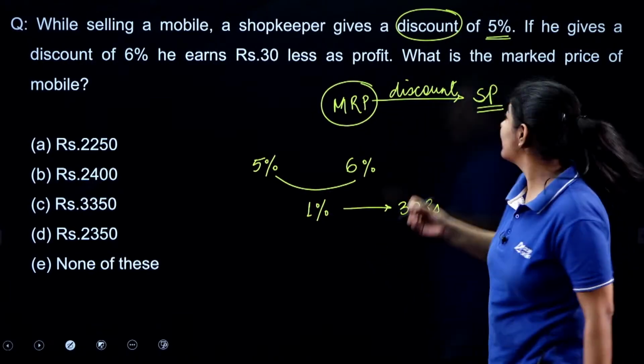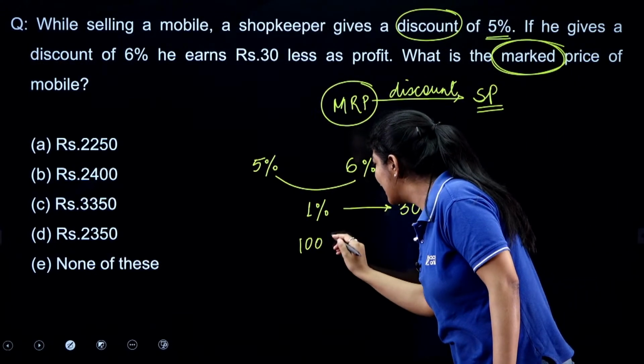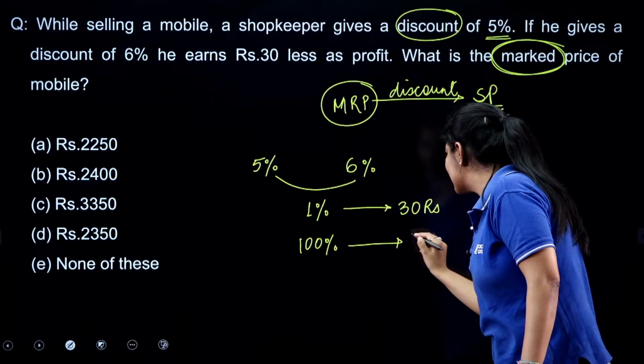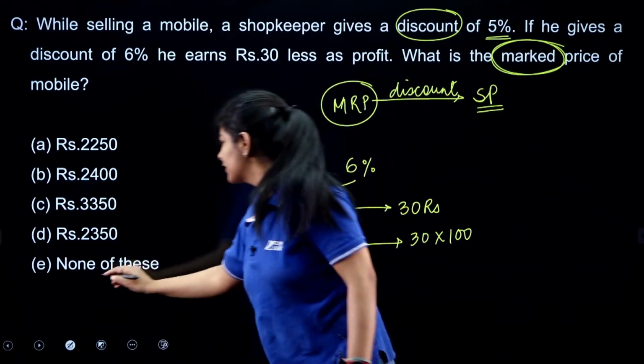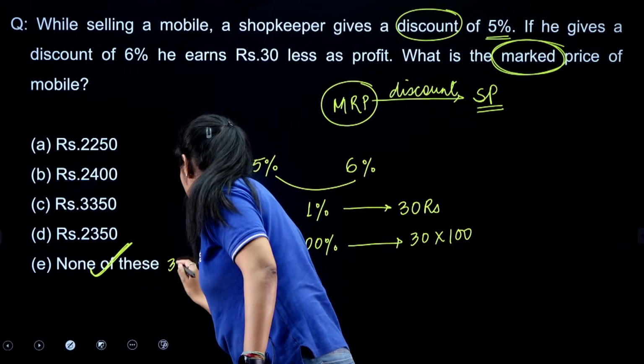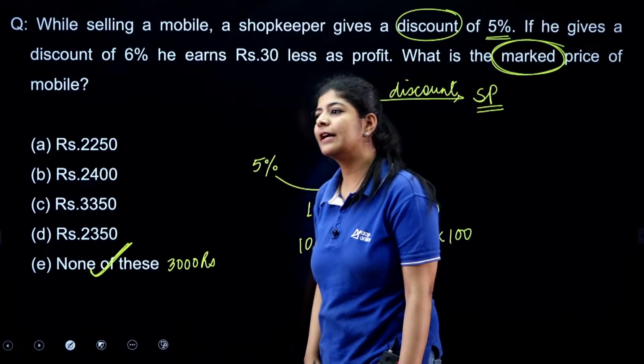And what we have to do is find out the marked price, that means the 100% value. So this is nothing but 30 into 100, and the answer is 3000. That means option number E is the correct one.